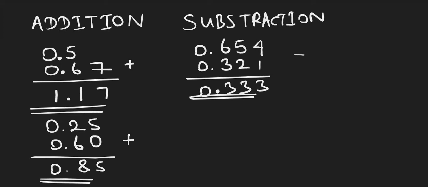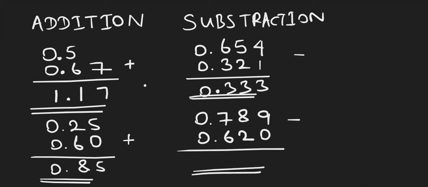Look at the second example, 0.789 minus 0.62. Now here I can put 0 and then I can subtract. 9 minus 0 is 9, 8 minus 2 is 6, 7 minus 6 is 1, so 0.169. Now let's move on to multiplication of decimal numbers.